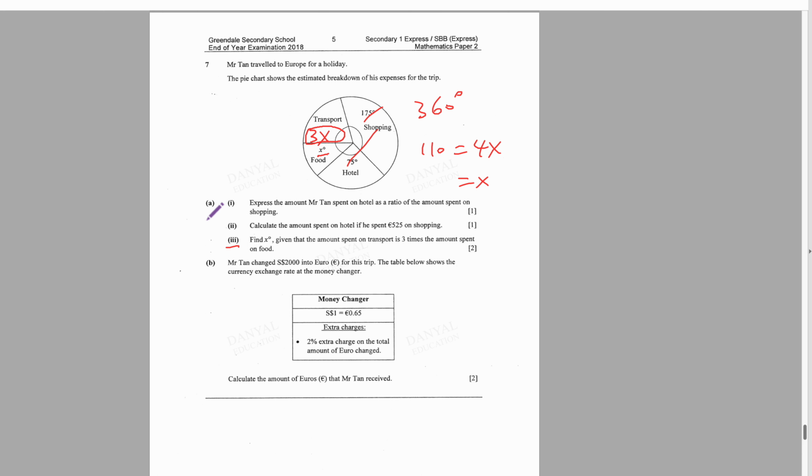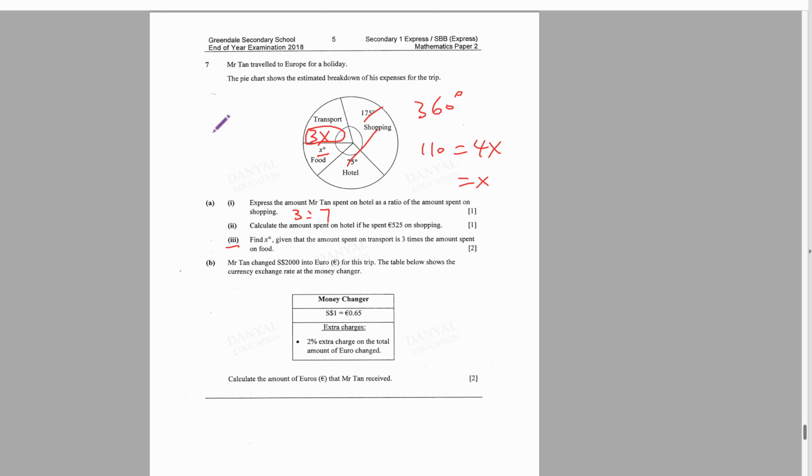Actually, we can find out. Okay, so express the amount Mr. Tan spent on hotel as a ratio of the amount. What's the first one? First one is 75 to 175, right? Okay, 3 to 7. So calculate the amount spent on hotel if he spent this on shopping.